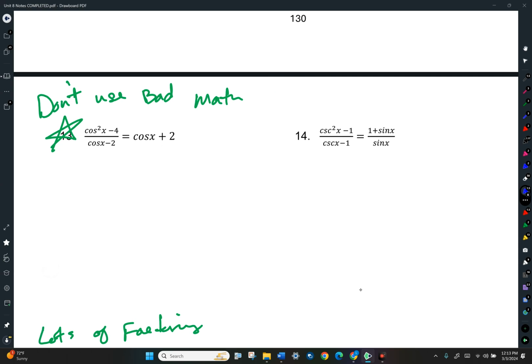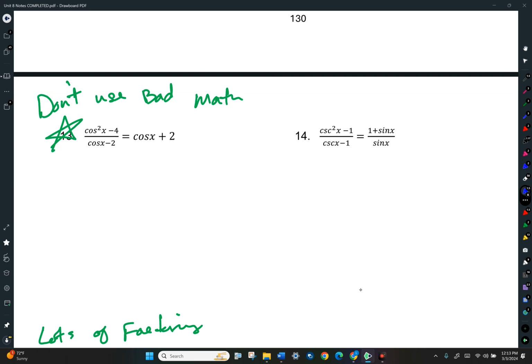Let's look at the left-hand side. What can I do? Well, I can't cancel individually because of the addition and subtraction, right? But what I could do is factor that numerator. I know you're not used to factoring with trig functions, but it's just the same as factoring any other time. Do you see that I have a difference of squares?